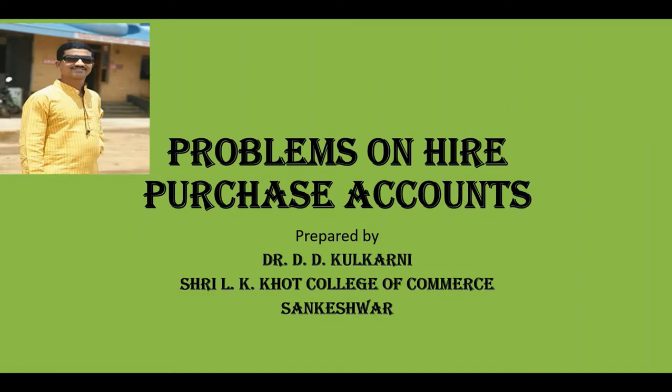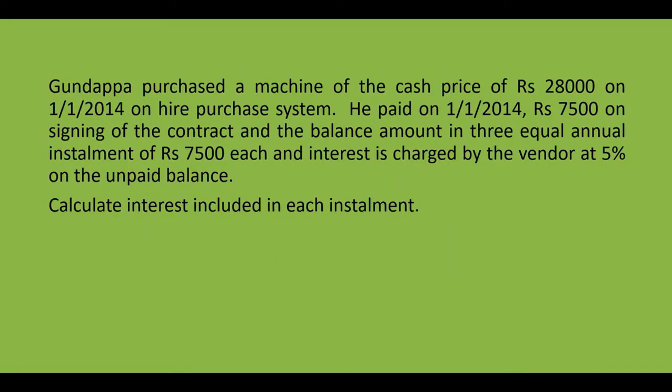Now, let me take the question here. Mr. Gundappa purchased a machine of the cash price of rupees 28,000 on 1/1/2014 on hire purchase system. He paid on 1/1/2014 rupees 7,500 on signing of the contract and the balance amount in 3 equal annual installments of rupees 7,500 each, and interest is charged by the vendor at 5% on the unpaid balance. Calculate the interest included in each installment.